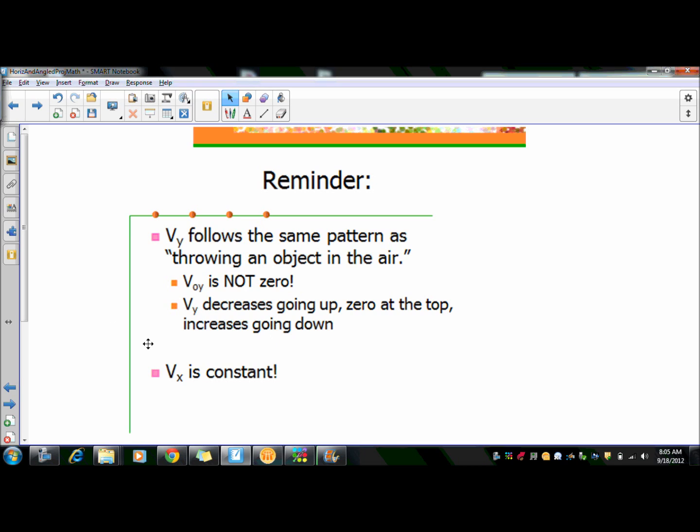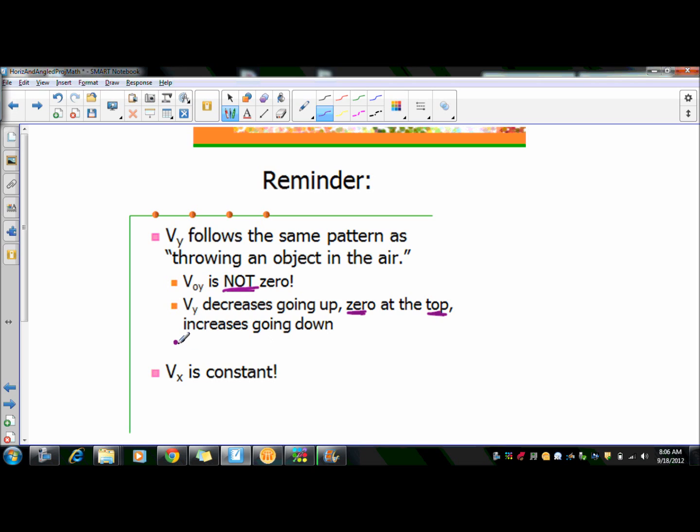First is that the Vx is constant. So that's your theme you're going to see all the time with projectiles, is Vx is considered constant. It doesn't change. The Vy is going to follow the same pattern as throwing in the air, which means your initial velocity is not zero. Okay, initial velocity is not zero. The Vy, which is the vertical, decreases going up, 0 at the top, and then increases going down.